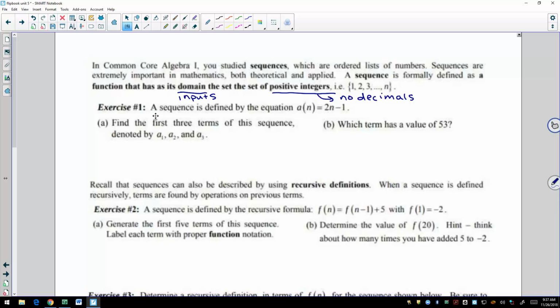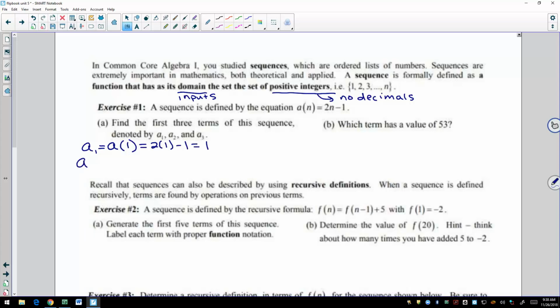Okay, so we're going to start off by doing a review. This should be a review exercise. It says a sequence is defined by the following equation. A of n equals 2 times n minus 1. So it says find the first 3 terms of the sequence, and the terms are denoted by these subscripts. So a sub 1, a sub 2, a sub 3, those are what terms you're finding. So the first term is a sub 1. So to find a sub 1, you're plugging in 1 because that's the first positive integer in for n. So a of 1 would be 2 times 1 minus 1. 2 minus 1 is 1.